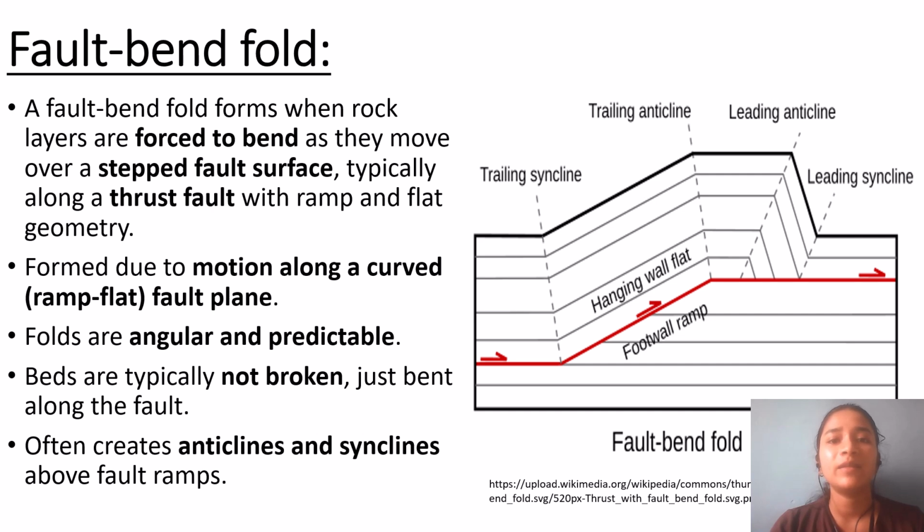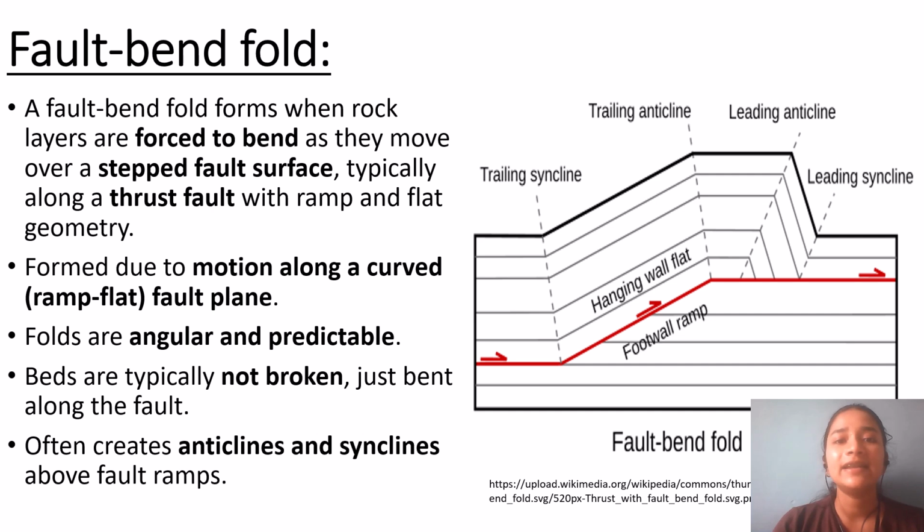It contains mainly two parts, flats and ramps. Flats are the horizontal or nearly horizontal segments of the fault, where the rock layers slide without much deformation. And ramps are inclined sections of the fault that connect two flat segments. As the rock moves up the ramp, it is forced to bend, forming folds. So, when the rock layers move along this kind of geometry, flat to ramp and back to flat, they get bent in a predictable way.